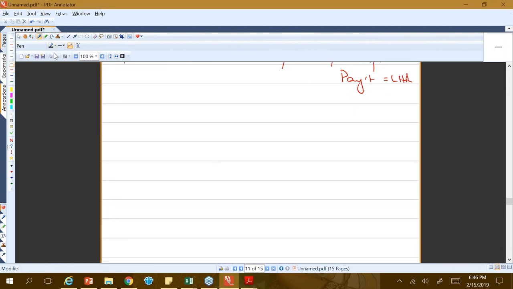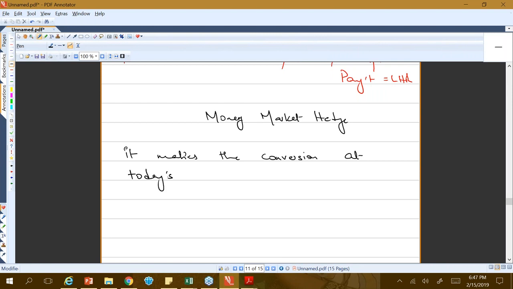But just before we go into some questions, something on the money market hedge. Within the money market hedge, it makes the conversion at today's spot rate. That is the key part that we need to know. The conversion takes place at today's spot rate.